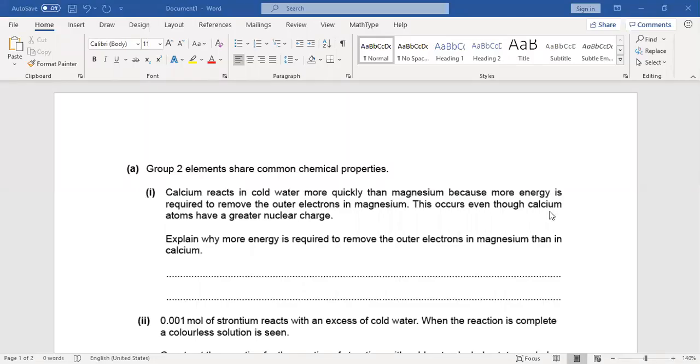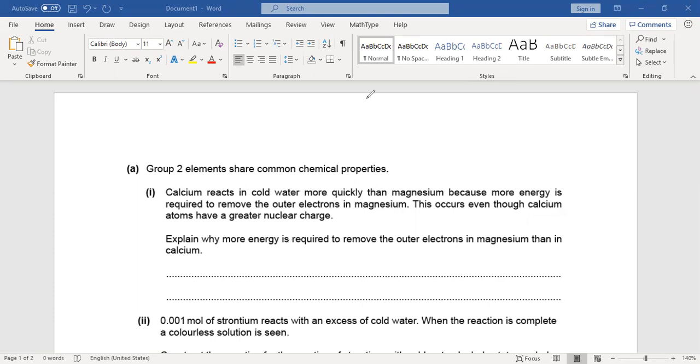Okay, so another series of explanation. All right, so this says the group two elements share common chemical properties. Okay, calcium reacts in cold water more quickly than magnesium because more energy is required to remove the outer electrons in magnesium. Okay, this occurs even though calcium atoms have greater nuclear charge.